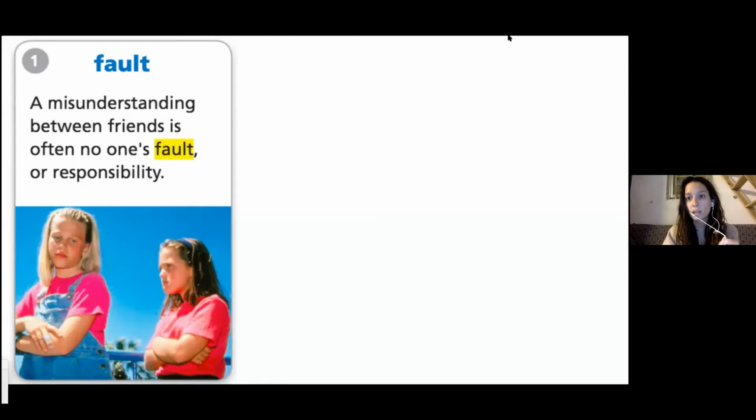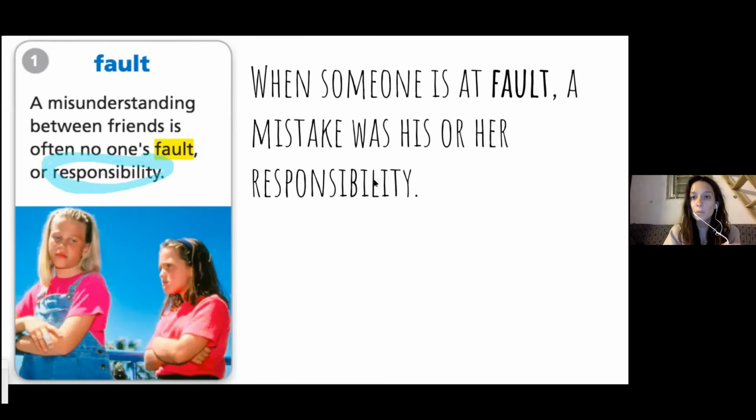Hen, do you see a synonym for the word fault in this sentence? Responsibility. Responsibility is our synonym. Okay, so we know when we're talking about fault, when someone is at fault, a mistake was his or her responsibility. So normally when we talk about the word fault, we're talking about a mistake that's happened. Okay, and whoever is at fault, he or she caused that mistake. Right? So let's think of how we can use this word in a sentence.